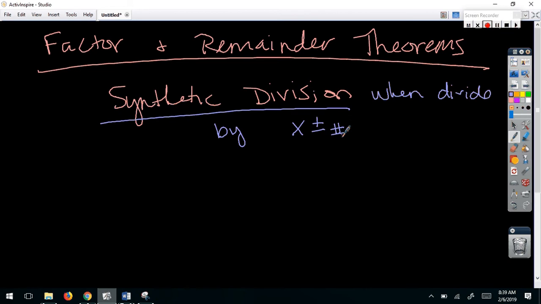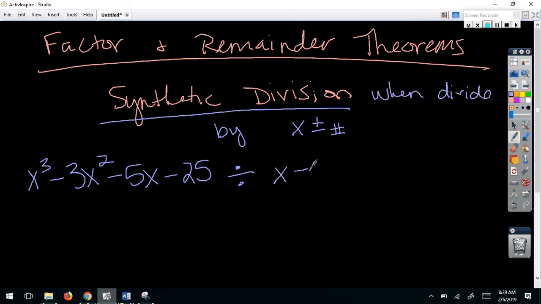So the warm-up that you had this morning, x cubed minus 3x squared minus 5x minus 25 divided by x minus 5, would satisfy that criteria. We're going to divide it synthetically. If you notice, I'm dividing by just x minus 5. If that was x squared minus 5, it wouldn't work. If that was 2x minus 5, it wouldn't work. But x minus 5 or x plus 5, either one of those works.